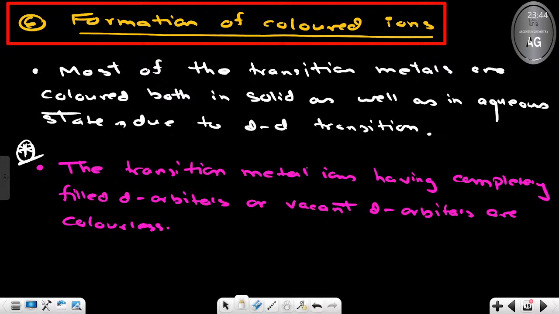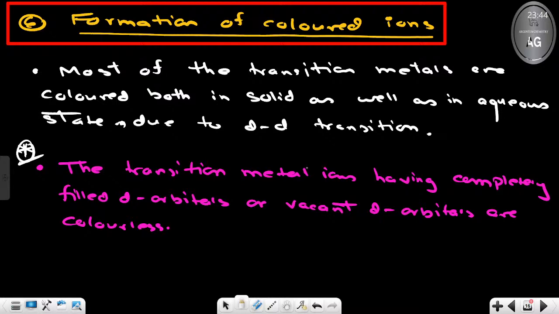That means electrons will go from one d orbital to another d orbital, because there is an energy gap between the two sets of d orbitals. Dx square minus y square and dz square are the two orbitals, and the other three are xz, yz and xy. This set of two orbitals and that set of three orbitals will have an energy gap, delta naught. That energy gap will give the color. Clear? Okay. Now the remaining part of this will be taught in coordination compounds.